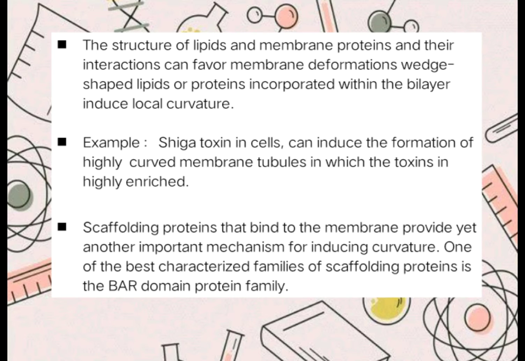Proteins with domains that insert into the bilayer, for example an amphipathic alpha helix domain, can also sense and induce curvature. Scaffolding proteins that bind to the membrane provide yet another important mechanism for inducing curvature. One of the best characterized families of scaffolding proteins is the BAR domain protein family. These proteins contain a rigid curved domain which interacts with membranes via hydrophobic and electrostatic interactions.